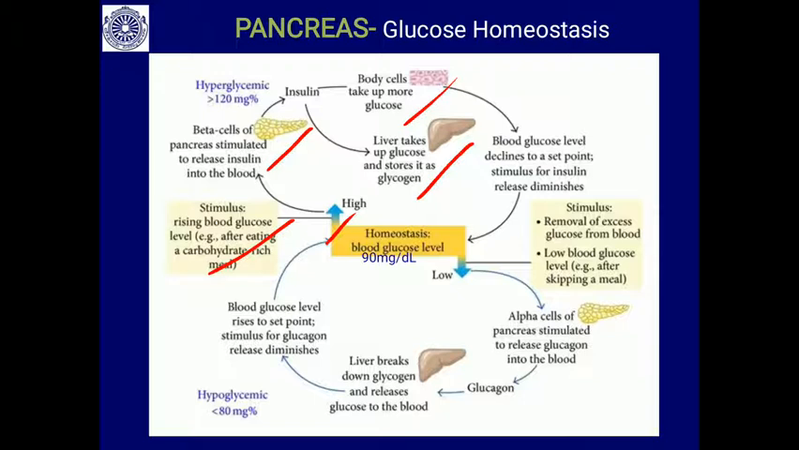Then when you starve or when the sugar level goes down, immediately the alpha cells secrete glucagon. The glucagon functions opposite to insulin, it increases the blood glucose level. So the liver breaks down glycogen into glucose, and fat lipolysis occurs. All this increases the glucose level. In this way, through the functions of insulin and glucagon, the normal level of 90 mg per dl will be maintained in the blood.